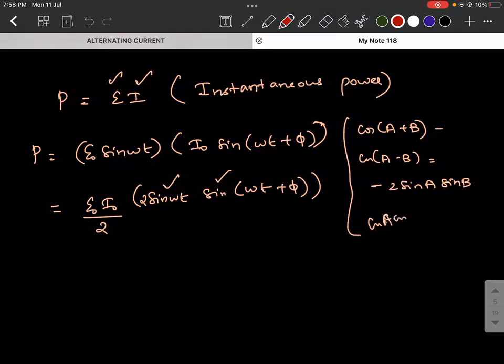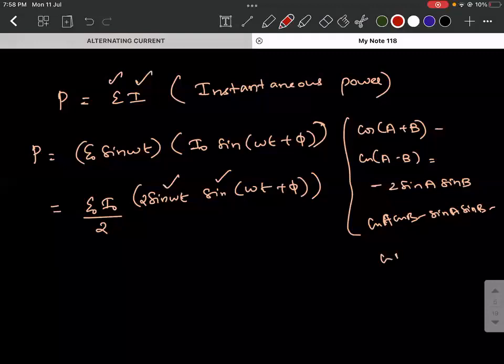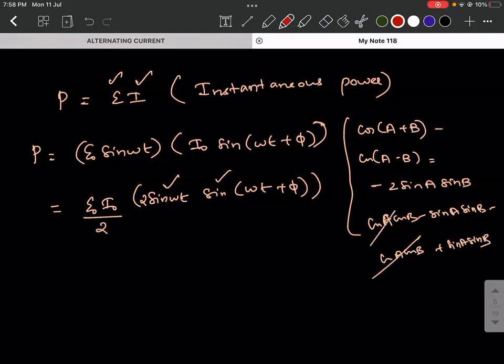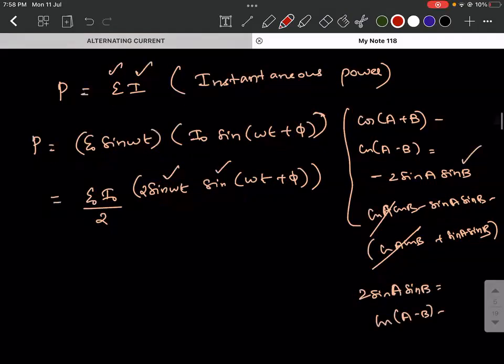So I get cos a cos b minus sin a sin b minus cos a cos b plus sin a sin b. So minus 2 times sin a sin b is going to give you the answer. So if I want only 2 sin a sin b, then can I write this as cos of a minus b minus cos of a plus b?